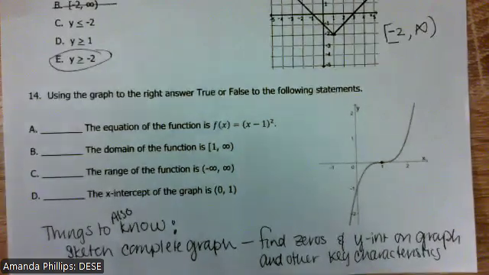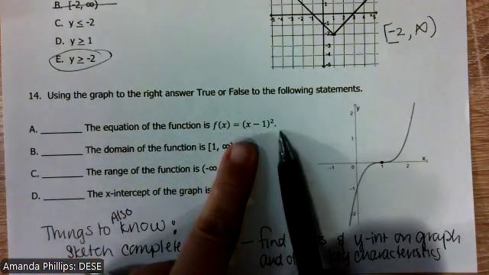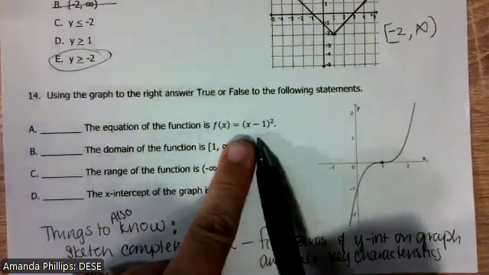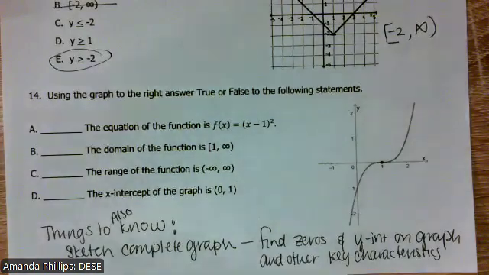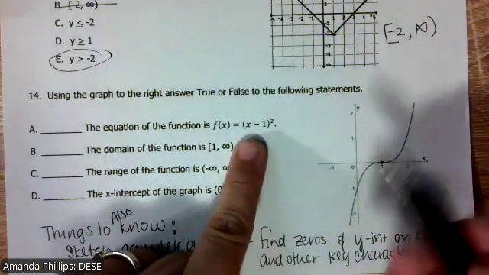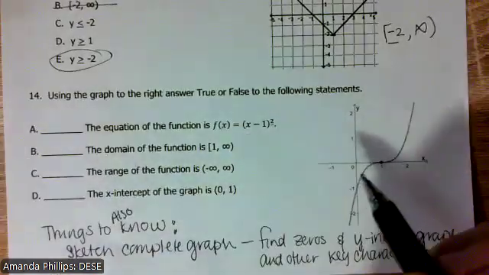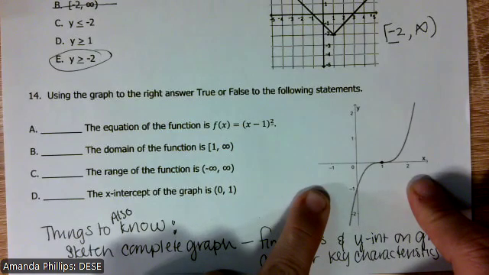All right, use the graph to the right to answer true or false to the following statements. The equation of the function is x minus 1 squared. Well, that means it's going to be shifted to the right 1. Let's see here. Okay, and actually, you got to look even closer. Actually, let me just back up. Let's think about everything we know about this one, okay?